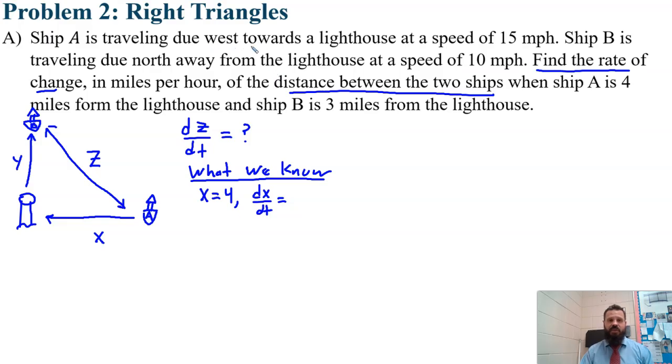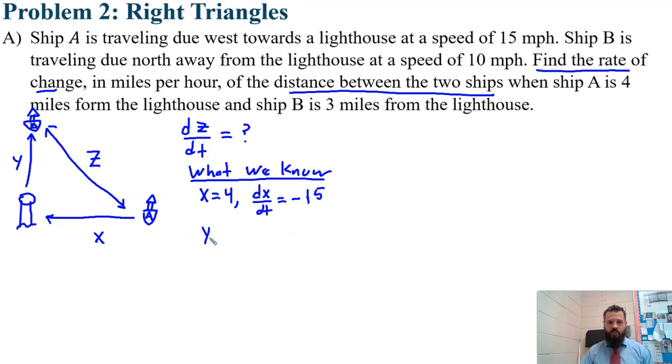Okay, ship A is traveling due west towards the lighthouse at a speed of 15 miles per hour. So I'm going to say that that rate is 15, but I'm going to call it a negative 15, because since this distance is going to be shrinking, getting smaller as we're moving towards the lighthouse, that rate of change is going to be negative. And that will be part of the final answer, whether it's shrinking or getting bigger, kind of taking care of those positive, negative signs.